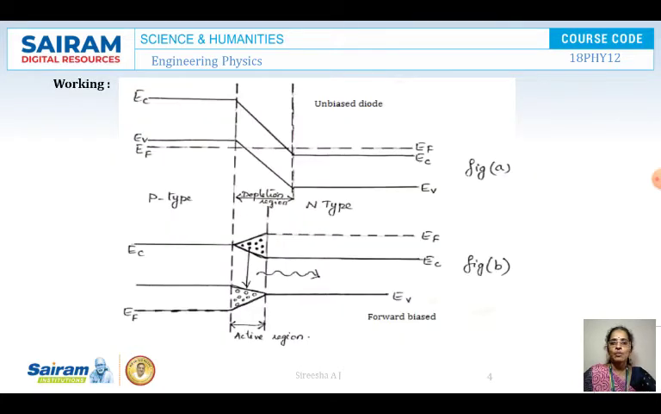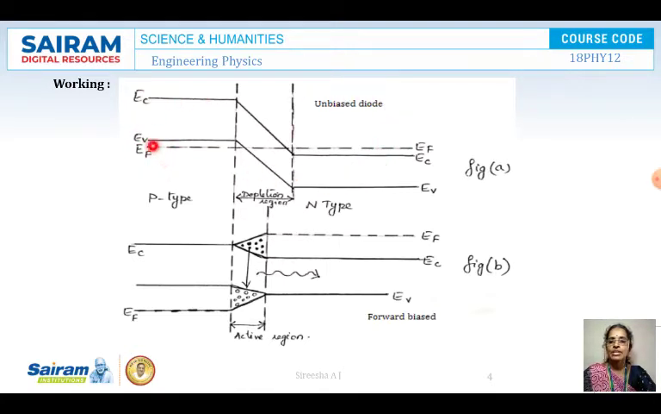Now we see the working of a semiconductor diode laser. Here you can see an unbiased diode and its energy levels. This is an N type and this is a P type. You can see here this is a P type and this is an N type. This is the unbiased diode energy level configuration.